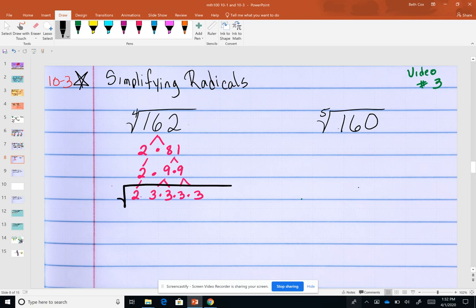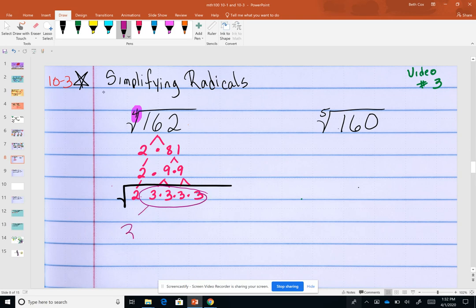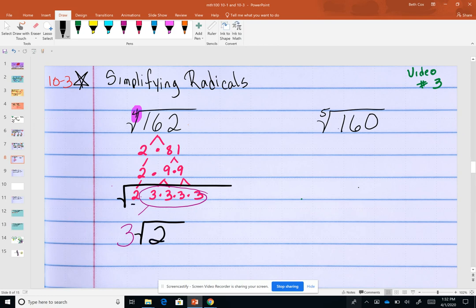All right, and so now this time I'm pulling out quads. This is a 4. That's the index, and that means it takes 4 to get out of the house. In this situation, it's going to take 4 to get out of the house. There they all are. They are all dressed alike. They all have to stay in the same car. They are stuck together. And so who's left in the house? Well, just the 2.